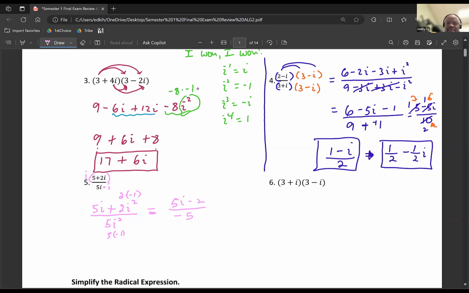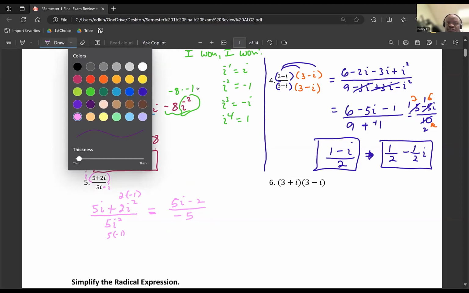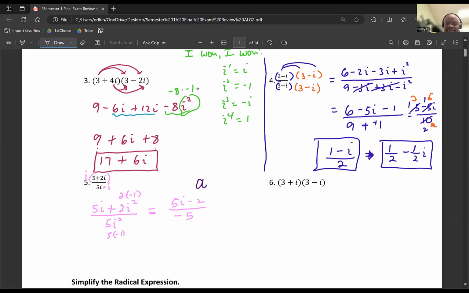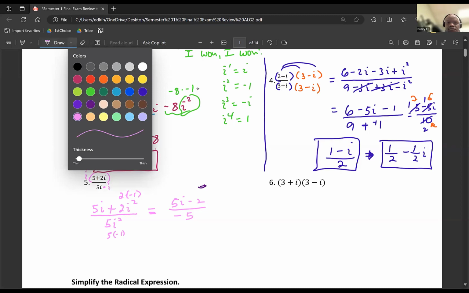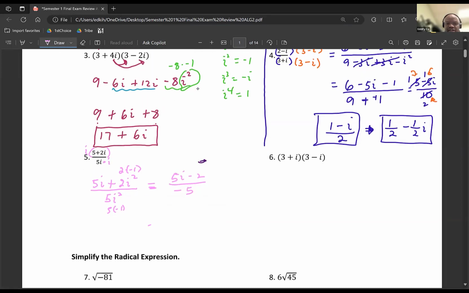But guys, remember, you do not leave the answer in the wrong format. The format calls for you to write it this way. You have to have the number first, and then the imaginary component has to be last. So this is out of order. The 5i should not be leading. It should be after. So to fix this, just move things around, right? So we'll have negative 2 plus 5i, all of this over negative 5.